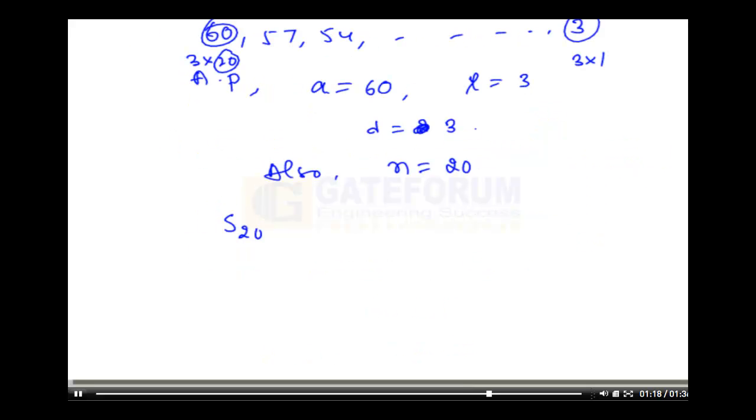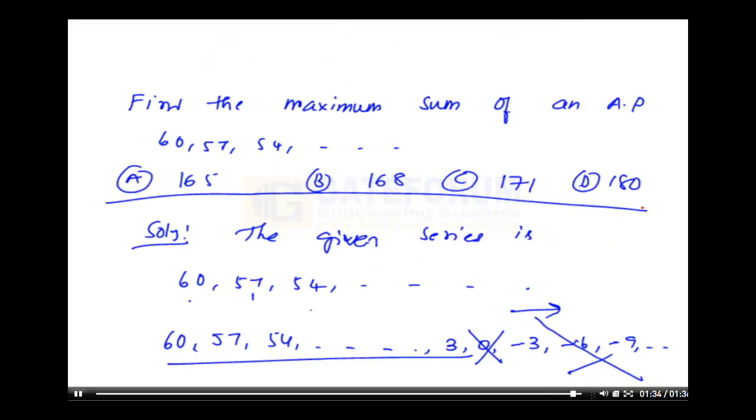Now how to find the sum to 20 terms? S20, that is n by 2 into first term plus last term, which is 20 by 2 into first term is nothing but 60 and the last term is 3. If we simplify, the number will be 630. So the maximum sum is 630, which is not given in any of the options.